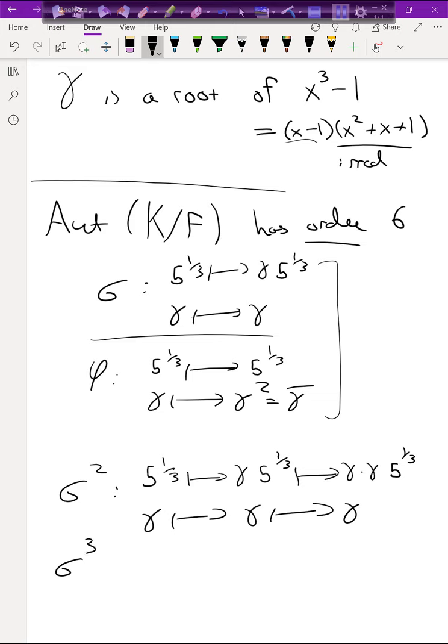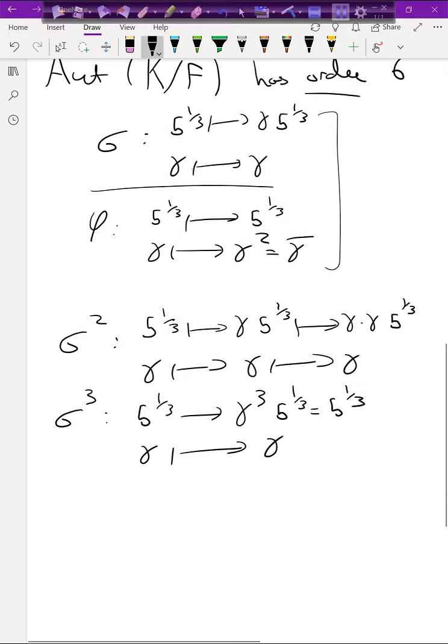Sigma squared does that. Sigma cubed, however, if you do this again, well, this is going to send 5 to the 1/3 to, I'm just going to pick up another sigma. It's going to be sigma cubed times 5 to the 1/3, and that's just 5 to the 1/3. It's going to send gamma to gamma. And so sigma cubed is the identity. Okay.